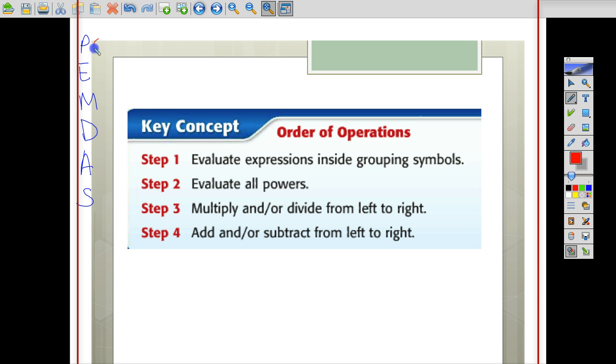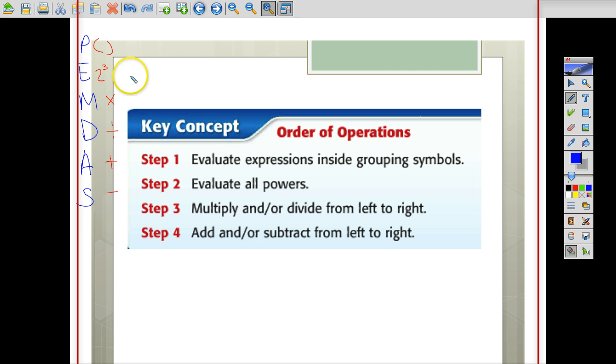P stands for parentheses. E is exponents, so if you have something like 2 to the third power. M stands for multiplication. D stands for division. A stands for addition. And S stands for subtraction. But there are some special occasions where you have to do multiplying, dividing, and adding, subtracting in certain orders.